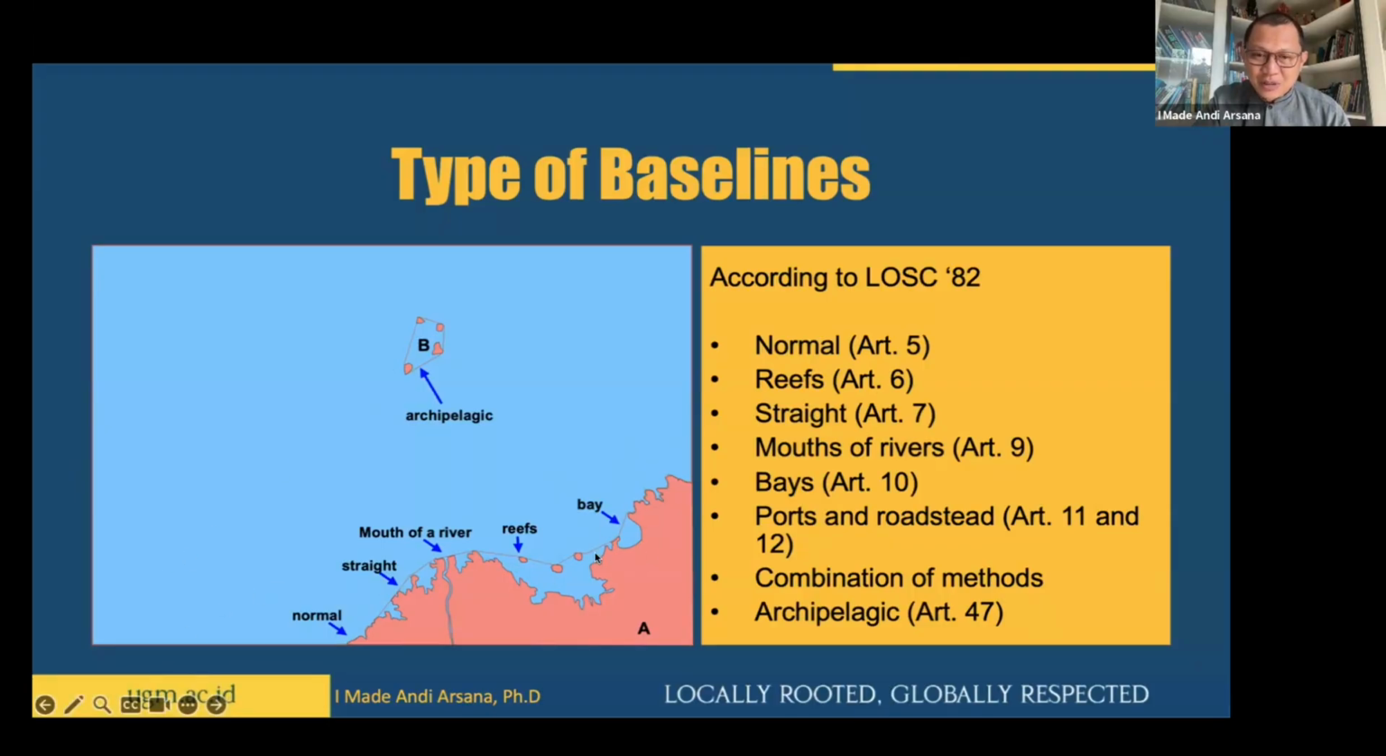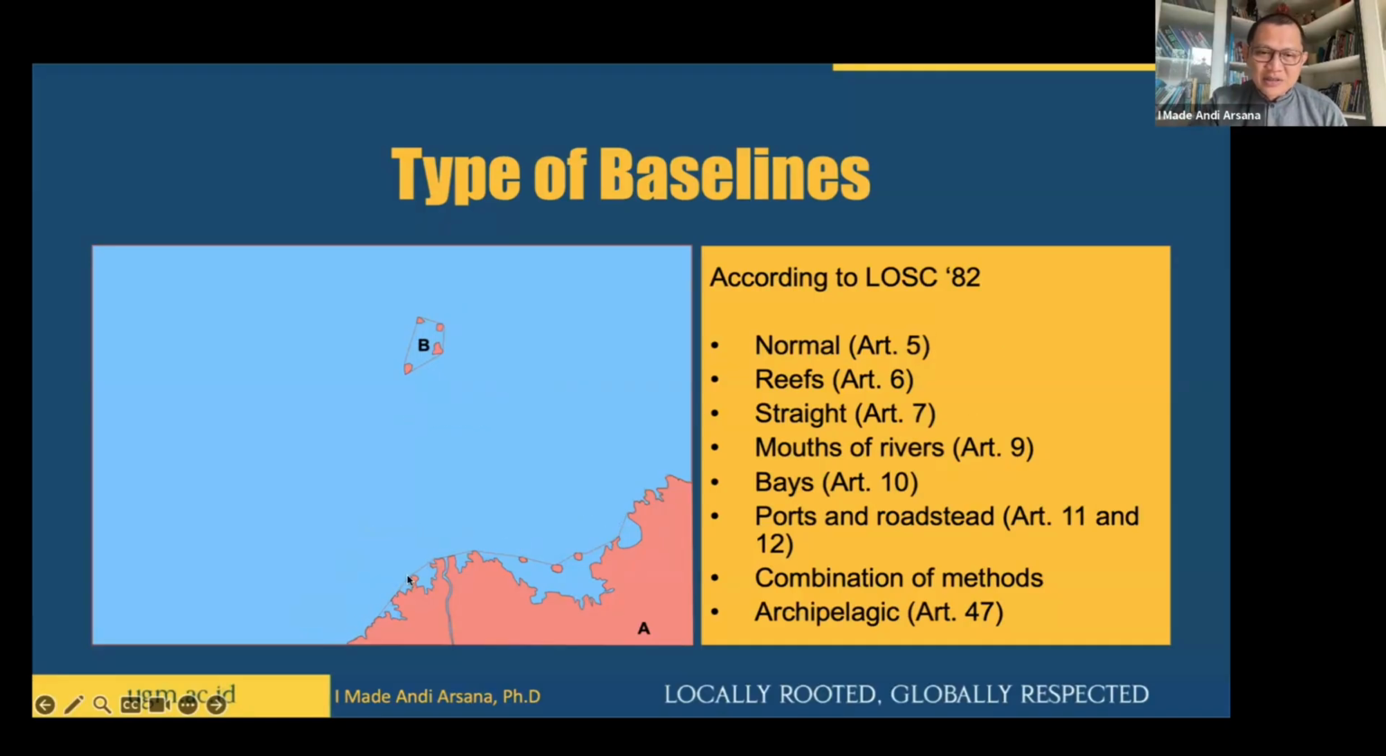Reefs and bays also here. Bays is basically closing the mouth of bays, or penutup mulut teluk, over here. And this is what we call archipelagic baseline. So Article 5, Article 6, Article 7, Article 9, Article 10, 11, 12, and 47. So those are articles, or pasal-pasal, within the United Nations Convention on the Law of the Sea.